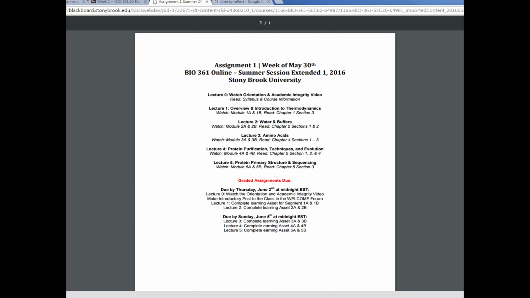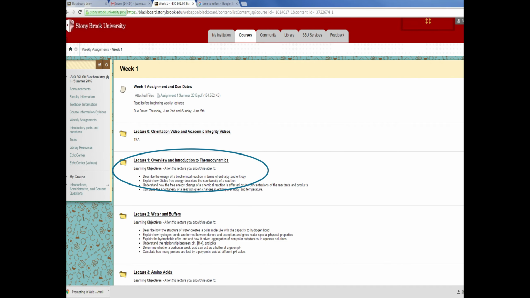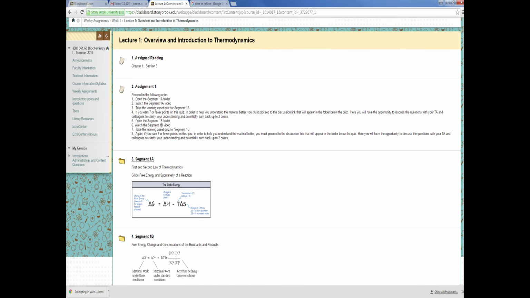Make sure that you complete those lecture videos and the learning assets that go with them by the due dates that are mentioned in your assignment. So I'm going next to go into Lecture 1 to give you an example. You will see folders, one for each lecture, showing you what the learning objectives are for that particular lecture. If you open it, you will see what your assigned reading is.